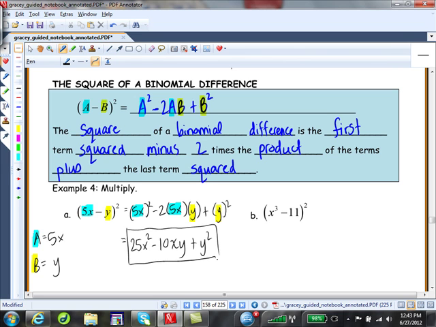Okay? All right, you try this last one. Pause the movie and give the last one a try. See how you do.